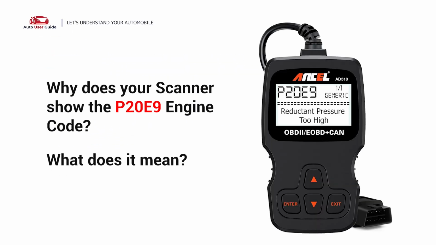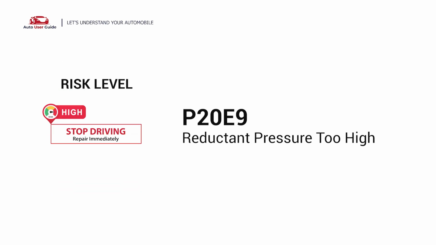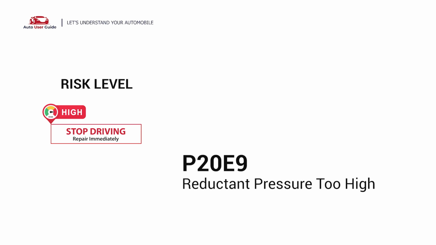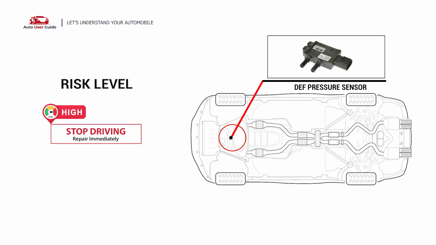Why does your scanner show the P20E9 engine code? What does it mean? P20E9 is a diagnostic trouble code for reductant pressure too high. This engine code indicates that the DEF pump reports insufficient performance for more than a threshold time. Under this circumstance, stop driving and repair your vehicle immediately.